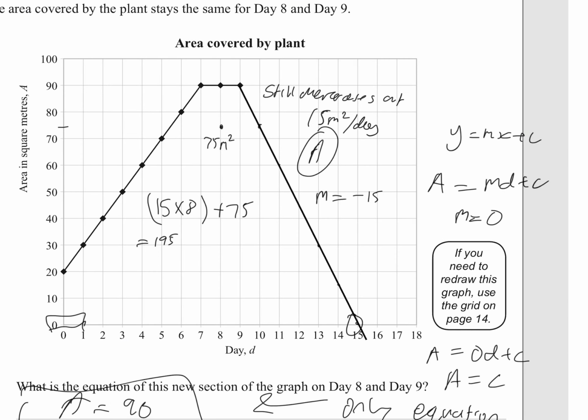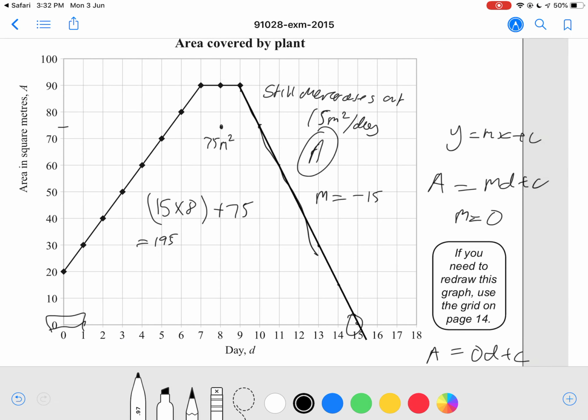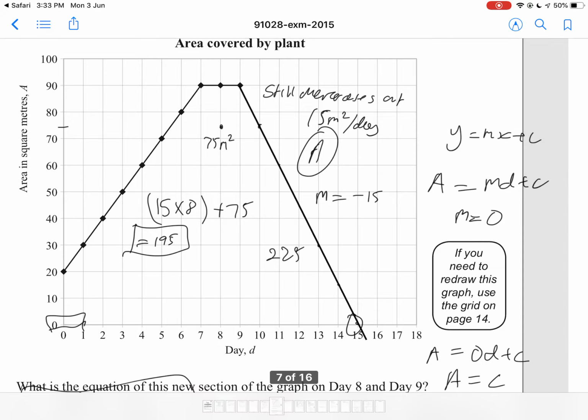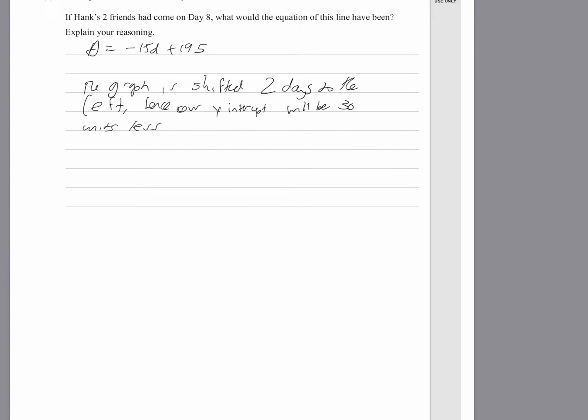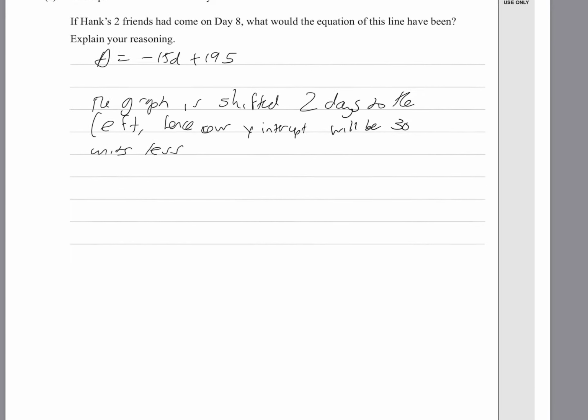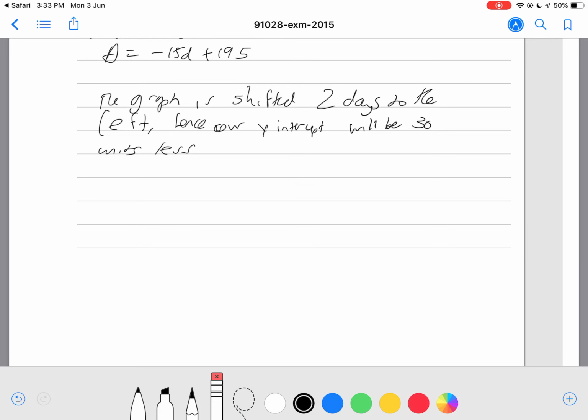On the original graph, the y-intercept was 225, but for our new graph, it's only 195. This is because I shifted the graph 2 days to the left. So Hank and his friends start removing the plant on an earlier day. If I draw the graph back, instead of 15 multiplied by 10 days back, we're only going to say 15 multiplied by 8 days back. So 15 times 2 is 30, so it's actually 30 units less. And getting the correct equation and the correct reasoning will get you an excellent grade here.